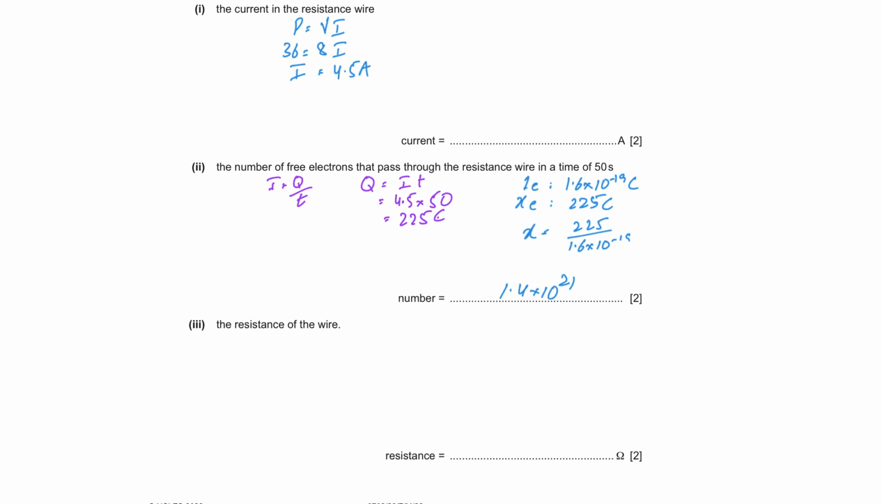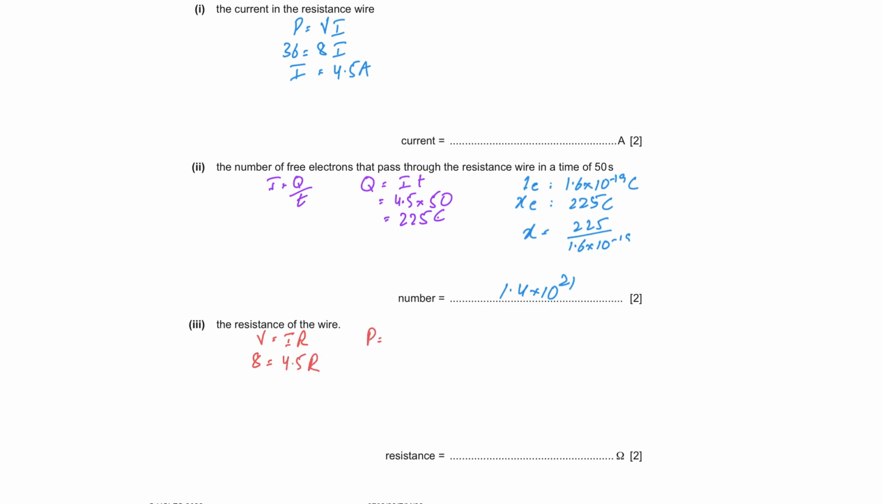Part 3 says the resistance of the wire. We have the voltage, potential difference, we have the current, we have the power. We can use any of the formulas. You can either say V is equals to IR, V has a value of 8, I has a value of 4.5. Let's find out R.